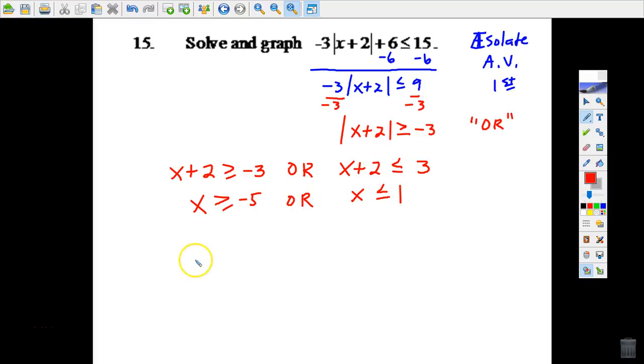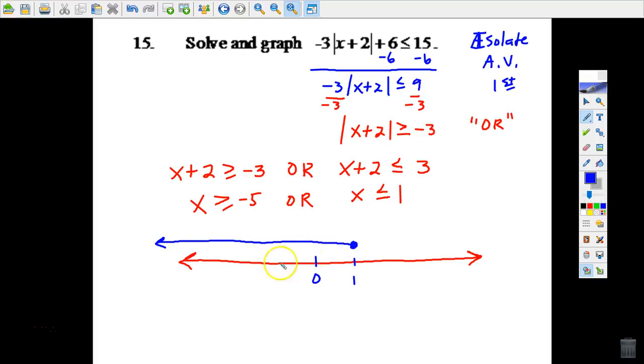So what does the graph of an or compound look like? Well, it's 2 different lines in this case. Here's 0, here's 1. All the numbers less than 1, including 1, going this way. And we'll just say -5 is over here. All the numbers greater than -5, including -5, going this way. Well, if this had been an and, we would be talking about where these 2 overlap, and only those numbers in between would be the solution.